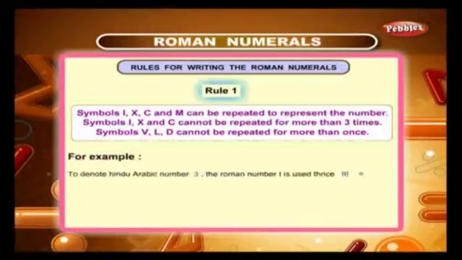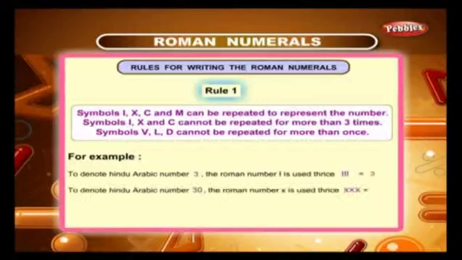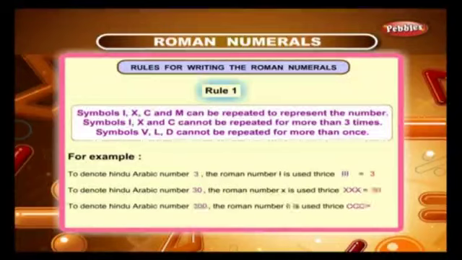To denote Hindu-Arabic number 3, the Roman number I is used thrice, like this: III, which is also equal to 3. To denote Hindu-Arabic number 30, the Roman number X is used thrice: XXX. To denote Hindu-Arabic number 300, the Roman number C is used thrice: CCC.